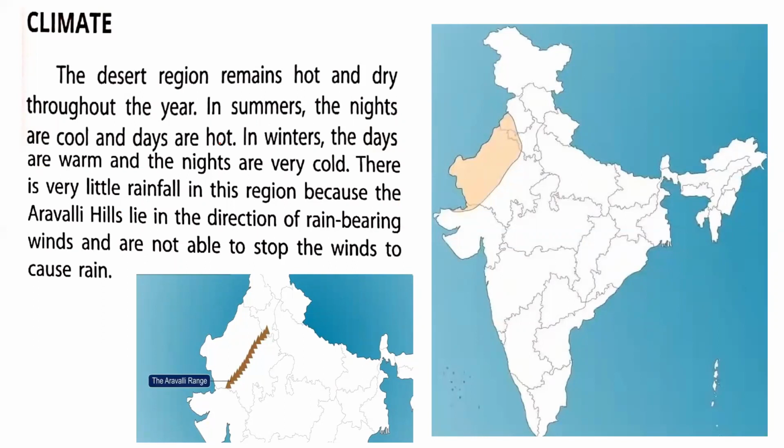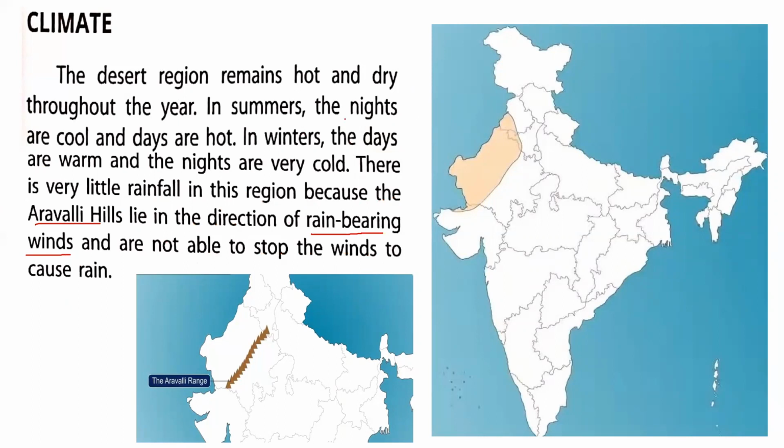You know what happens at night? At night, sand loses all its heat rapidly and makes the atmosphere cool. Right? In winters, the days are warm and the nights are very cold. There is very little rainfall in this region because the Aravalli Hills lie in the direction of rain-bearing winds and are not able to stop the winds to cause rain.